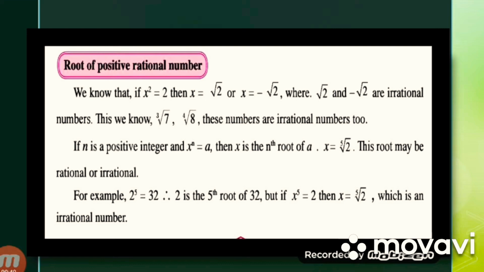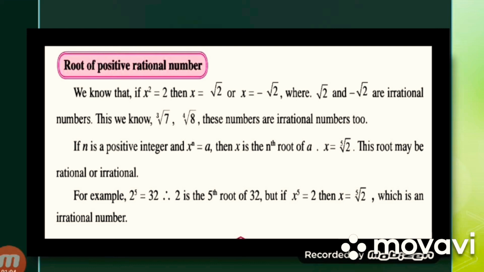We know that if x square is equal to 2, then x is equal to root 2 or x is equal to minus root 2, that is x is equal to plus or minus root 2. So root 2 and minus root 2 are irrational numbers. Similarly, cube root of 7 and fourth root of 8 are also irrational numbers.